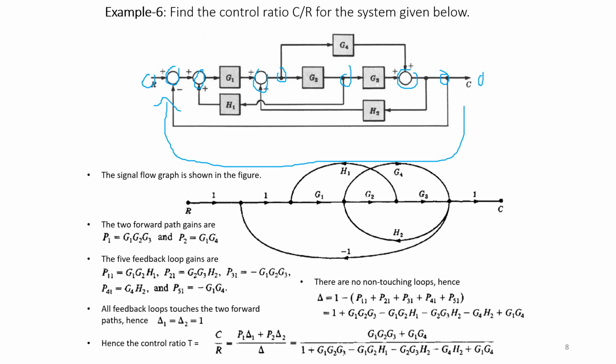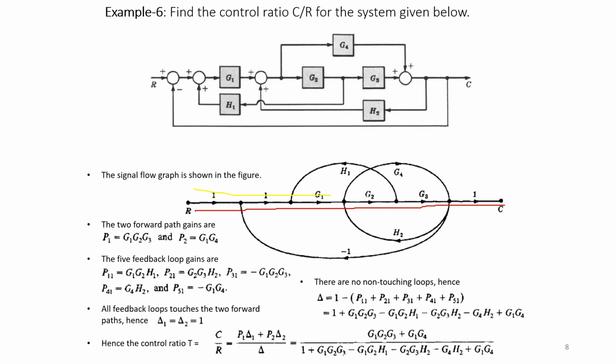Now we will try to find the loops and forward paths for this particular signal flow graph which we have written. So one forward path is you are starting from here and you are reaching the node C directly. Another forward path is you will start like this, you will go in this way. So one forward path P1 is coming across the gains G1, G2 and G3. Another forward path gain is G1 and G4.